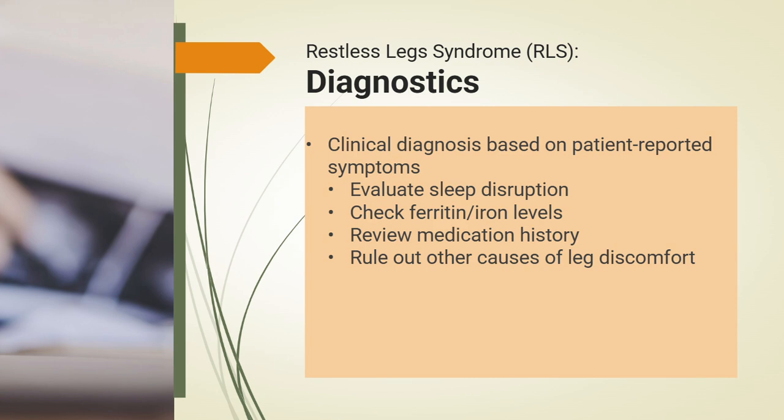Overall, the diagnosis comes from a combination of the patient's symptom description, sleep patterns, medical history, and laboratory evaluation, particularly iron studies. Ruling out other conditions such as neuropathy, nocturnal leg cramps, arthritis, or vascular issues is also essential to avoid misdiagnosis.